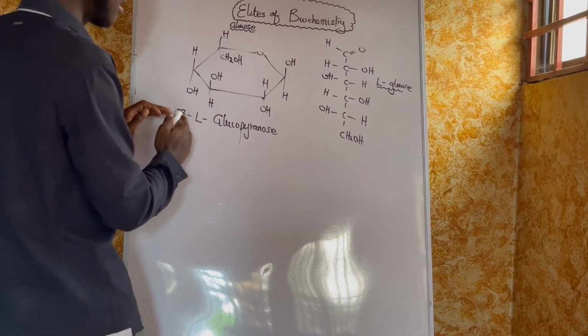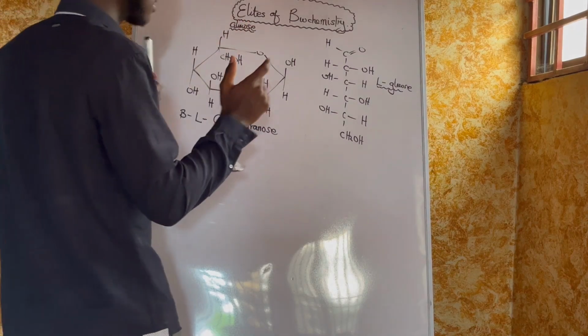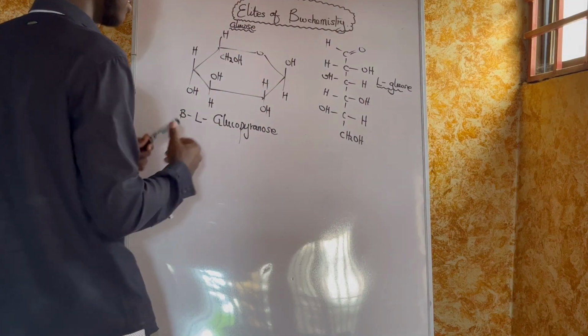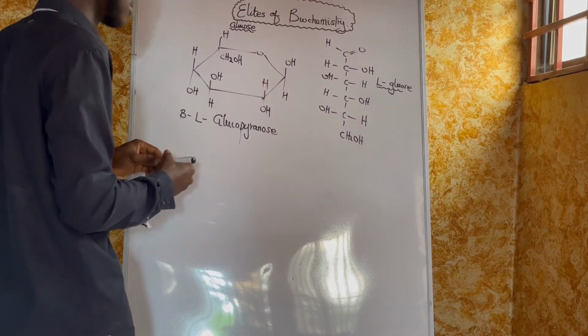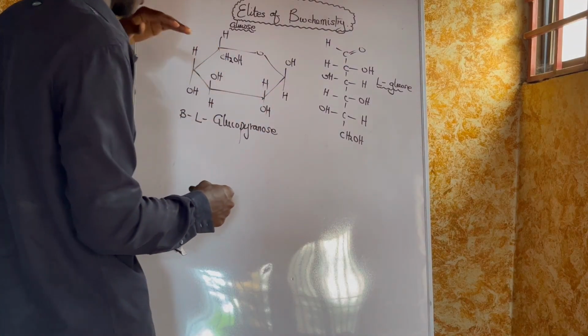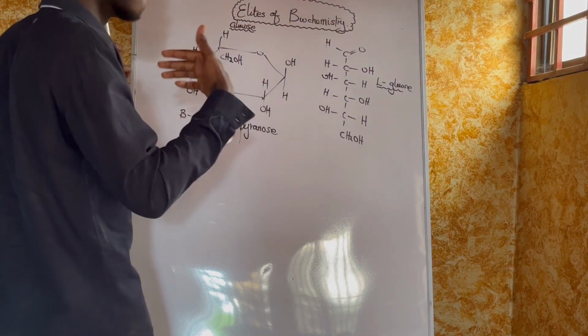And also beta D glucopyranose. It's a common sugar that we all know. But we can also have alpha L glucopyranose. Now, the reason why I just want you to have this idea is that for the alpha sugars, especially in terms of glucose, in terms of allose, in terms of galactose, those beta sugars are more stable.